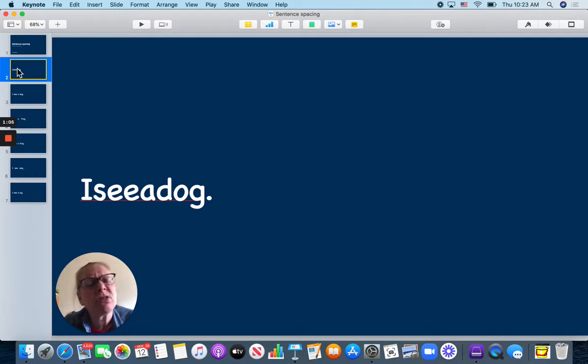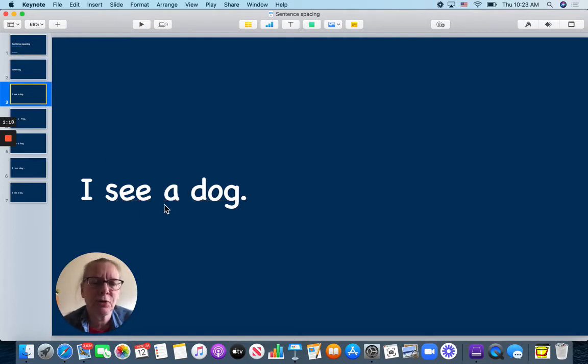Do you see? There's no spacing here, and it's very hard to read the word because it looks like "is he a dog?" And that doesn't make any sense. So when I put a single space between every word, you can see I can now read it. It says, "I see a dog." And you notice there's no space between the end mark and the last word. That's the correct way to do it. End marks always go next to the word right in front of it. So the period is right next to the G in the word dog.